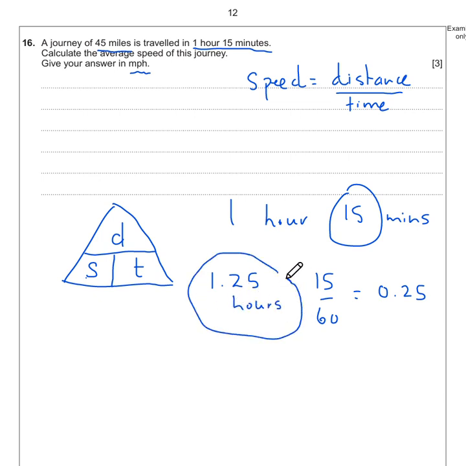Okay. So now we've got the correct units, we can pop that into our formula. So we're going to do 45 divided by 1.25 into the calculator. And that's going to give us 36 miles per hour.